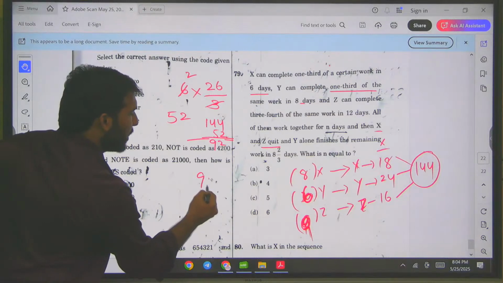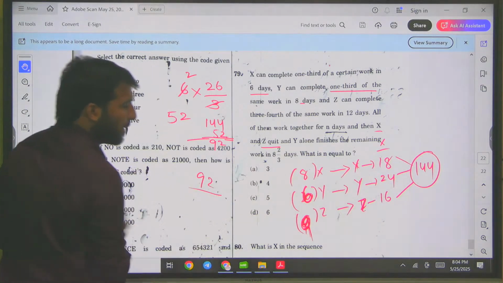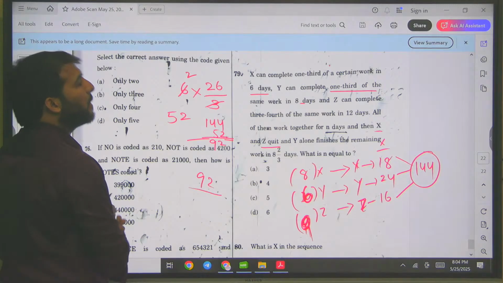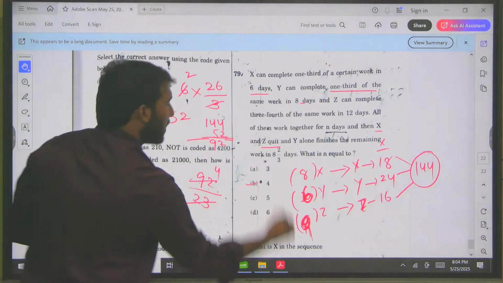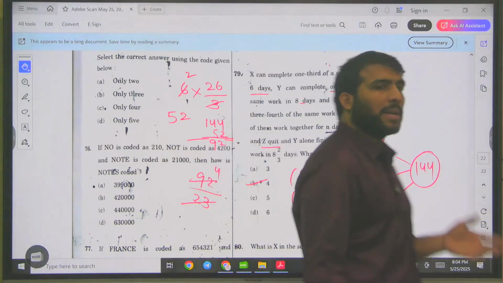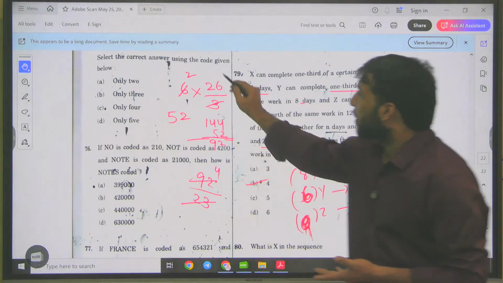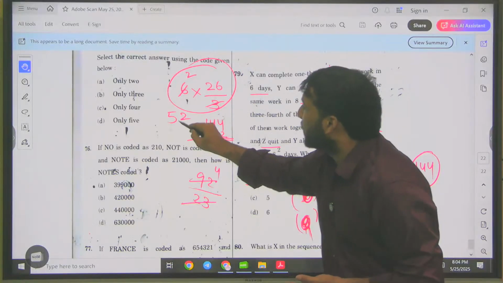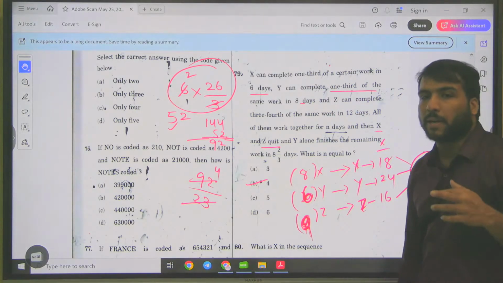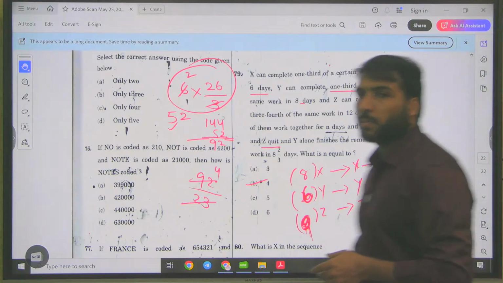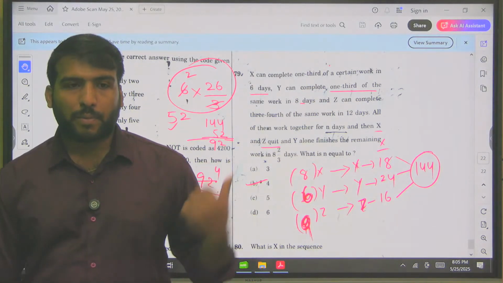This 92 units is done by whom? All three. 8 plus 6 is 14, 14 plus 9 is 23. Actually, total work is 144. Among this 144, Y completed 52 units, and the remaining 92 units has to be completed by X, Y and Z together. Then how much work is left? 4 days. My answer will be 4.